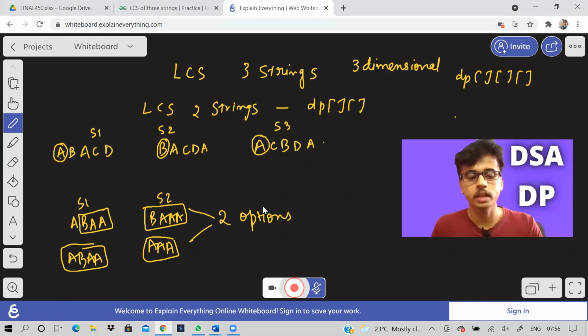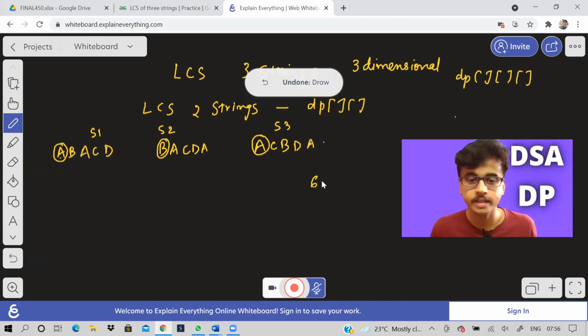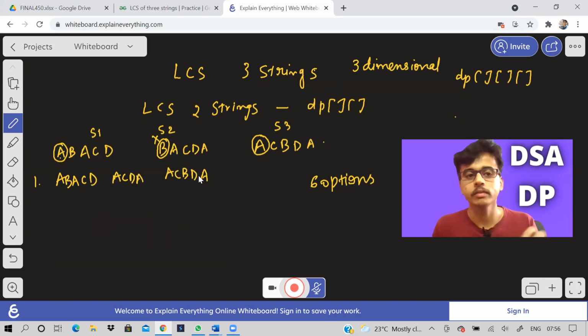So now what will be the options for us? How many options will be there? So in LCS of two strings, we had two options. Over here, we will be having six options. How will we have six options? See, we have three strings and the characters are not the same at that particular index. So what can we do? The first option is we will take ABACD, we will neglect B over here, and take ACDA and ACBDA. Okay, so this is one option. We can find the answer for this.